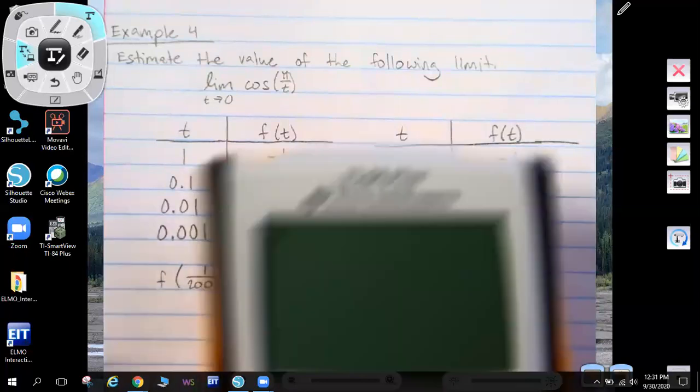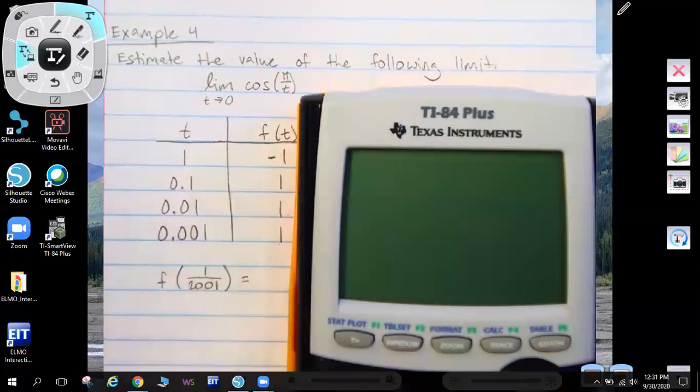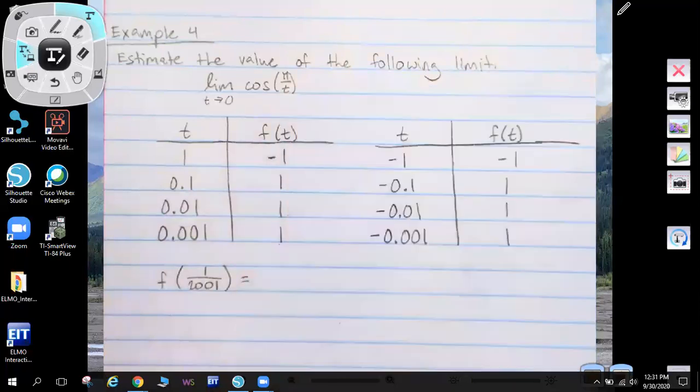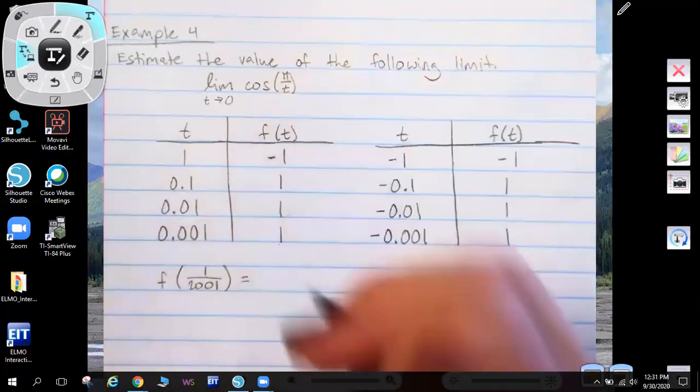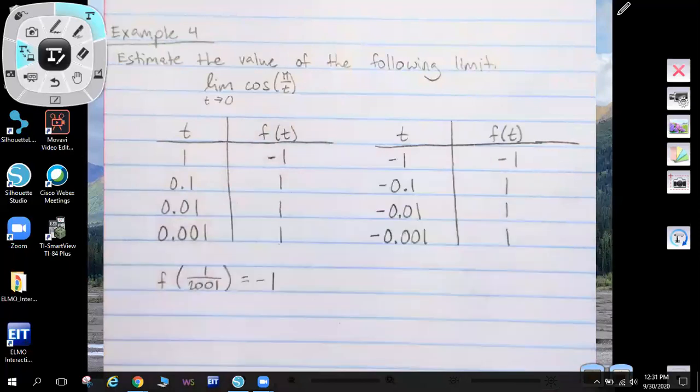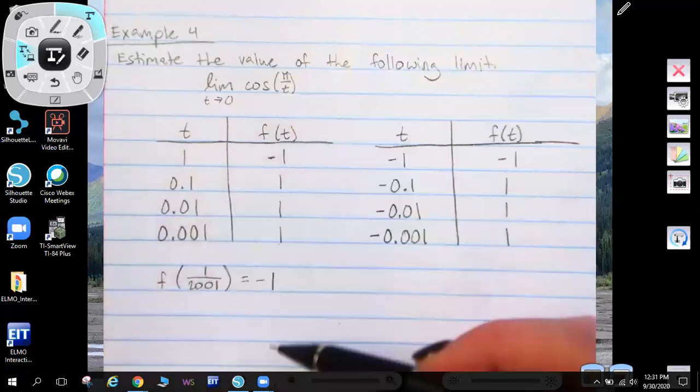Okay, so if we plug this in, cosine of pi over 1 over 2001. -1. So we went back to -1, getting closer and closer to 0.